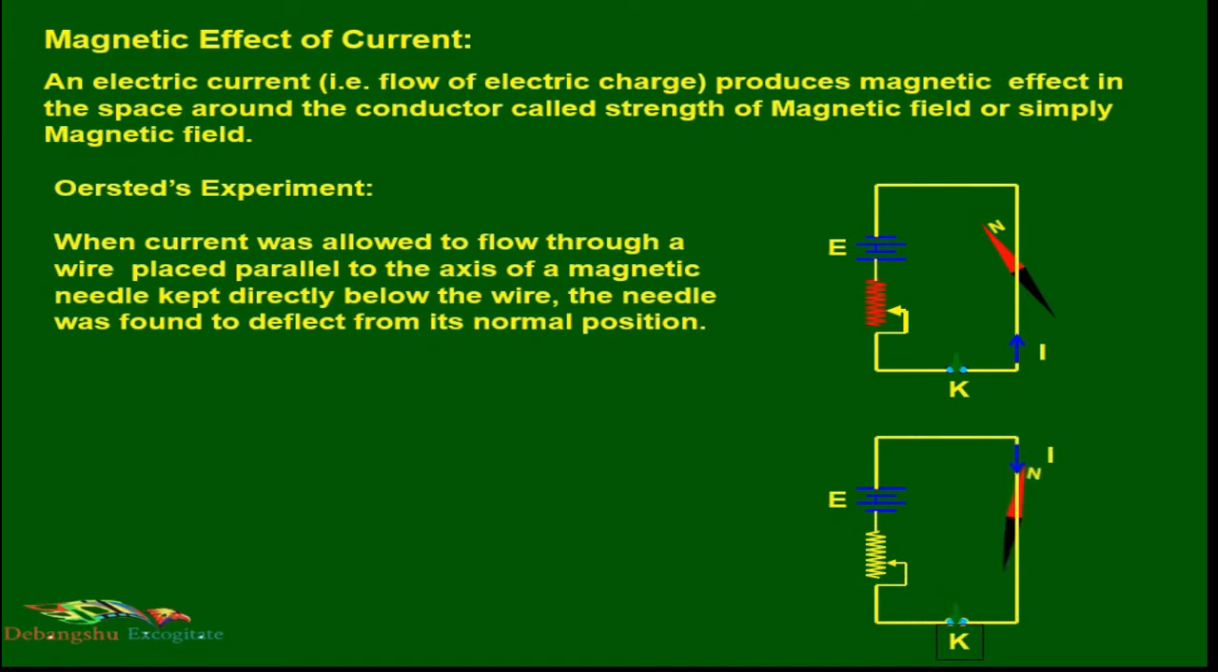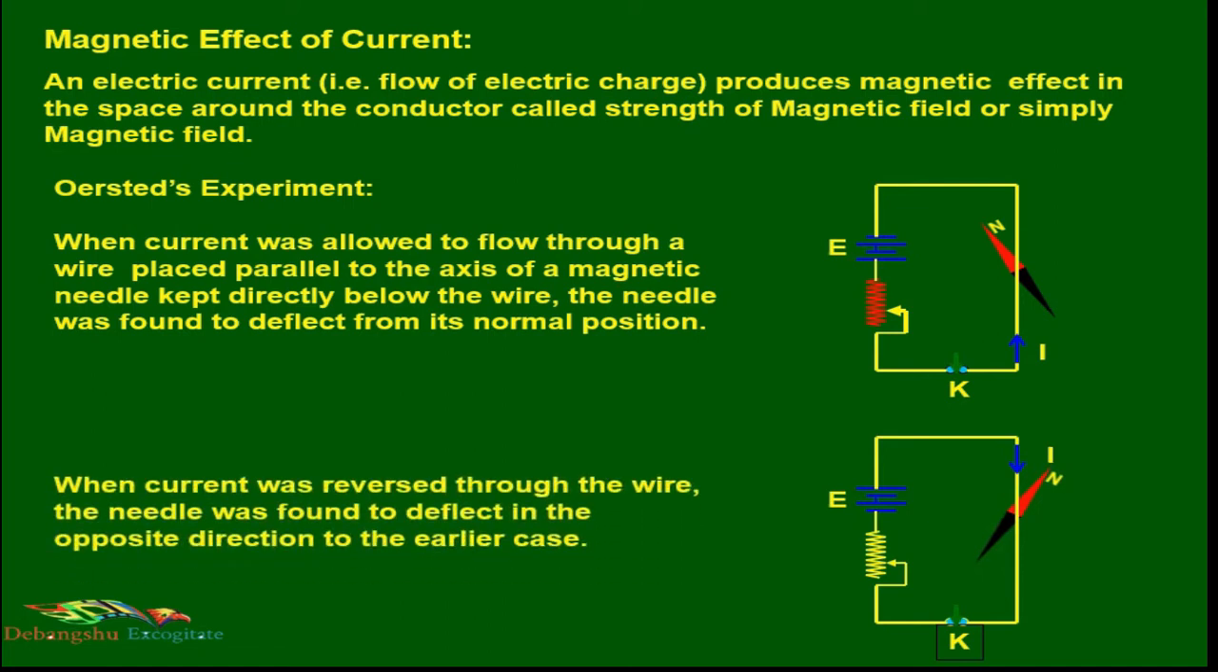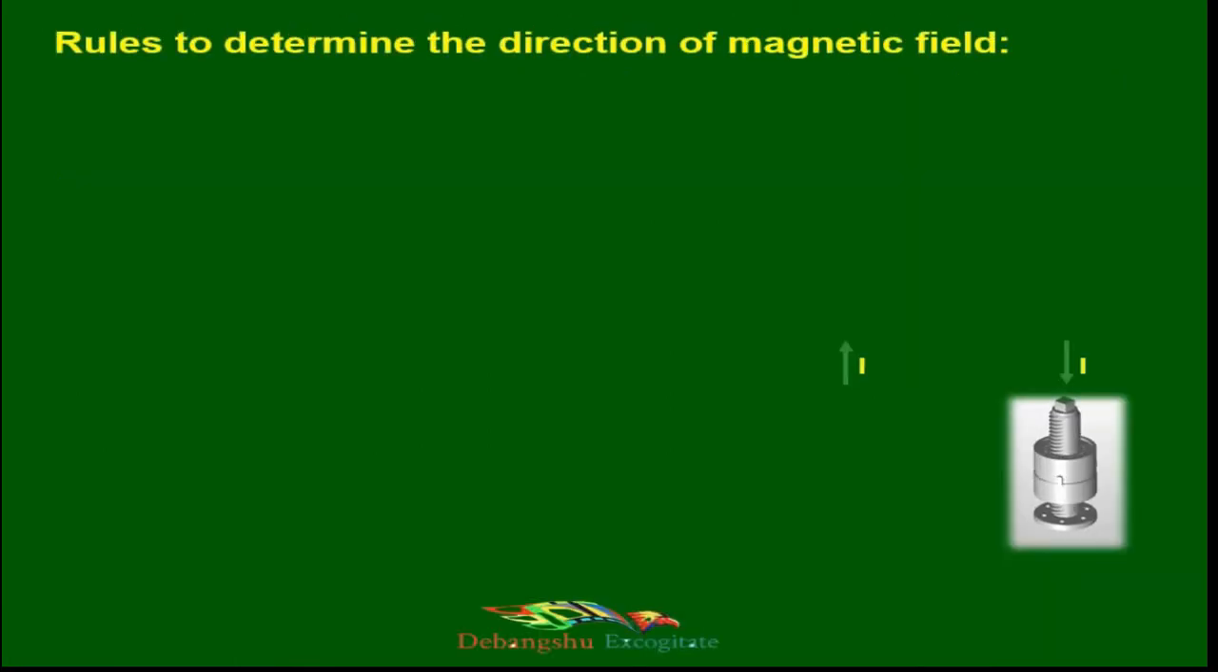Now if the electric current reverses, what you see is the current reversing, and the north pole is deflected in the other direction. When current was reversed through the wire, the needle was found to deflect in the opposite direction to the earlier case.